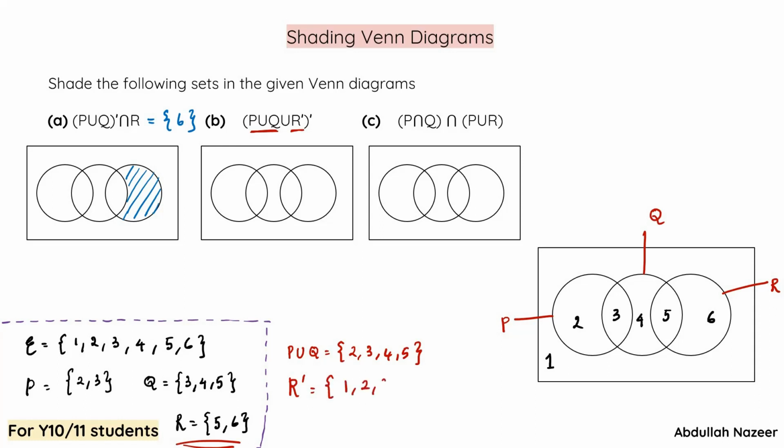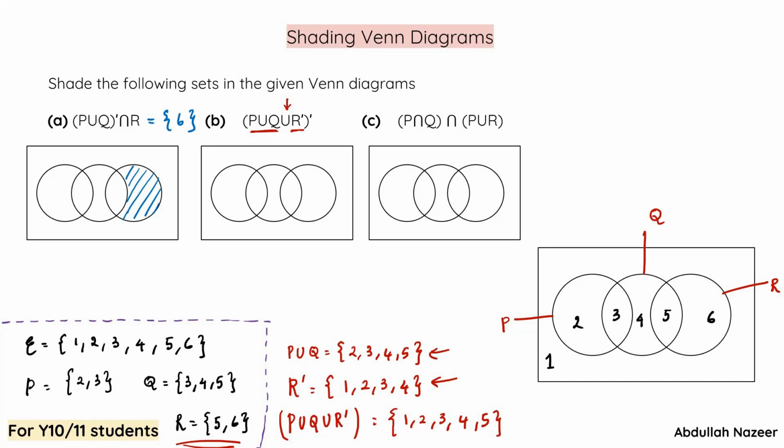1, 2, 3, 4. So now what we need to find here is the union between the set P union Q and the set R complement. So P union Q union R complement. This is just putting this set and this set both together in the same set. So that's just 1, 2, 3, 4, 5.